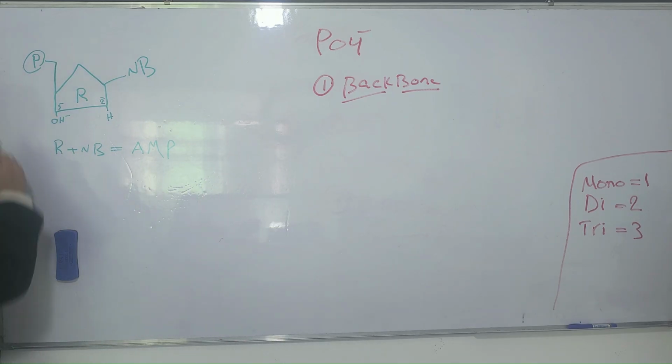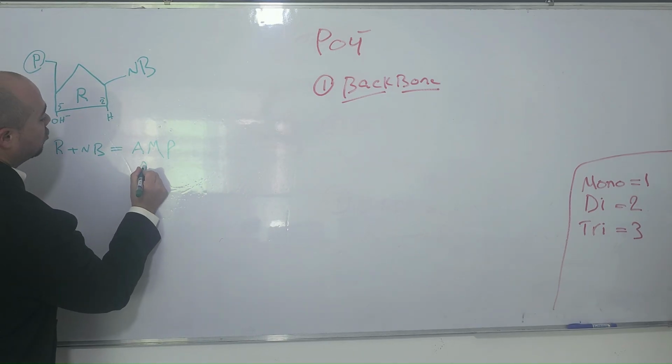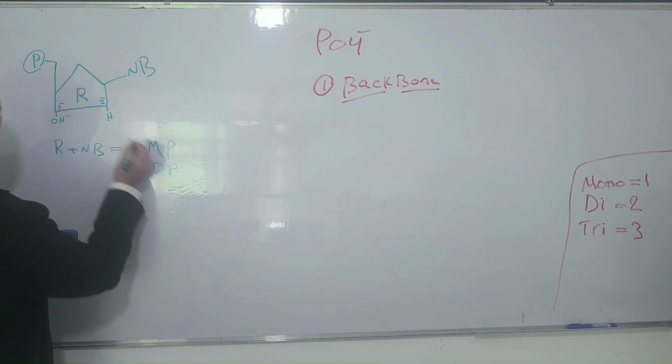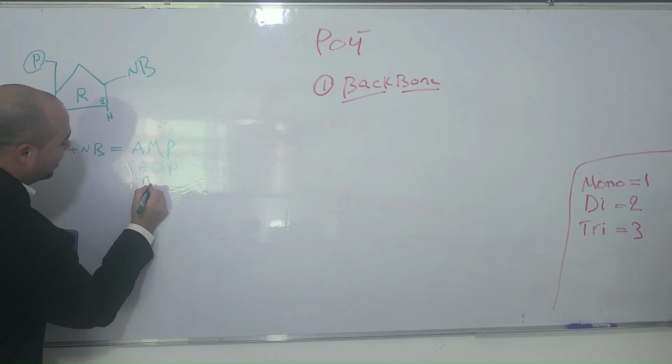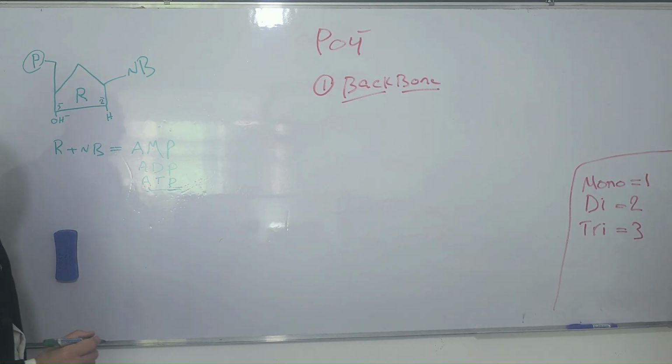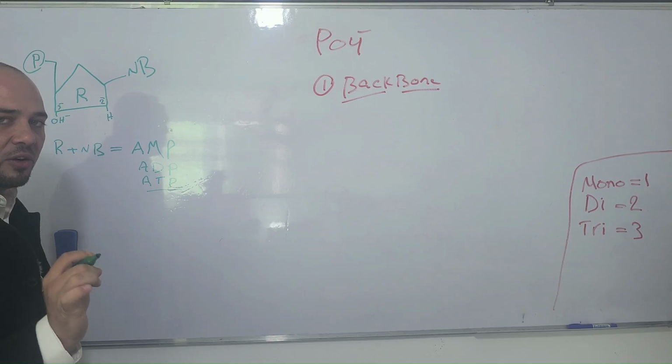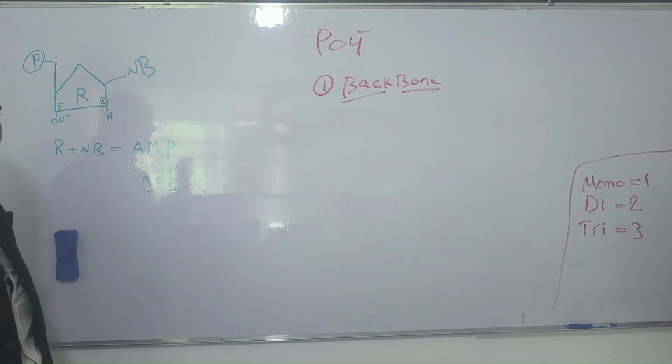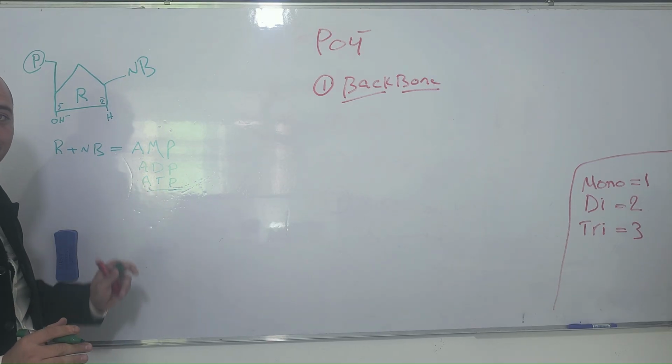What if it has 2 phosphates on it? Then it's adenosine diphosphate. If it has 3 phosphates, then we call it adenosine triphosphate, the ATP. The energy currency of the cell, right? We always say it's ATP. This is what ATP is.